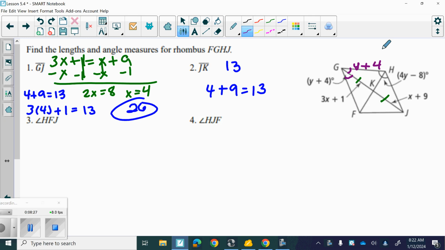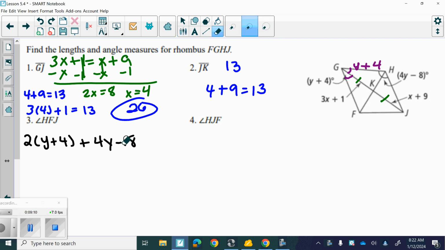Would the y plus 4 be equal to all of H? You're on the right track. How do G and H relate? All of G and all of H. They're side by side, supplementary. They add to 180, right? So let's do that to find y, and then I can go find the angles. So instead of saying y plus 4 plus y plus 4, can I say 2 times y plus 4? So 2 times y plus 4, plus 4y minus 8, equals 180, because G and H are next to each other, so therefore they are supplementary.